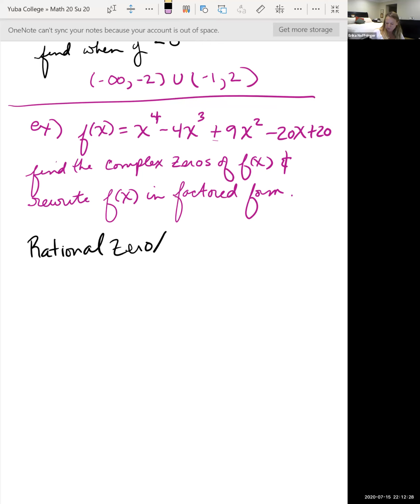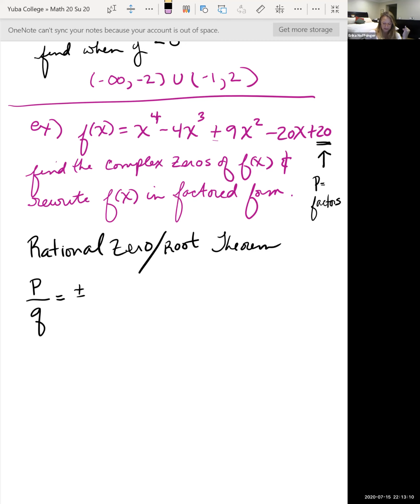Some might say root, it's interchangeable, depends on what book. So rational zero or root theorem. This says that if you have a polynomial and you have a rational zero of that polynomial, it has to be in the form of P over Q. So P has to be a factor of your constant. Any number that goes evenly into your constant, positive and negative of the factors, go in evenly.